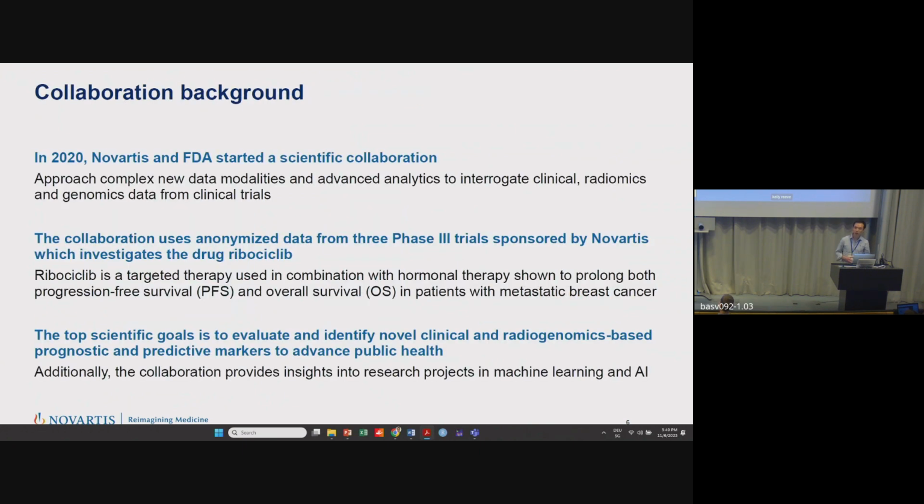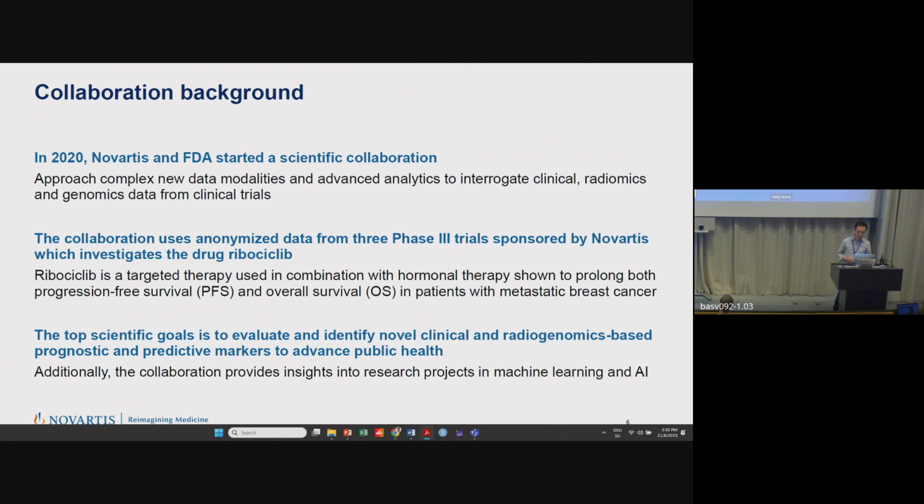So just briefly on the collaboration itself. The collaboration between Novartis and FDA started in 2020. It's a joint collaboration on a scientific basis outside of the regulatory setting. We are approaching complex new data modalities and using advanced analytics to integrate all those 3 data modalities I just mentioned. This collaboration uses anonymized clinical trial data from 3 phase 3 trials that are sponsored by Novartis, on the drug called ribociclib.